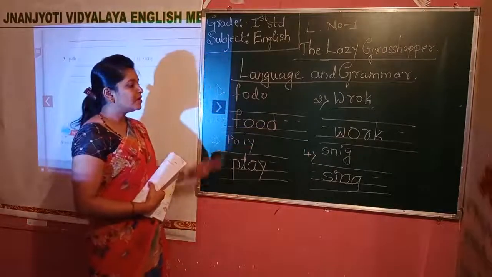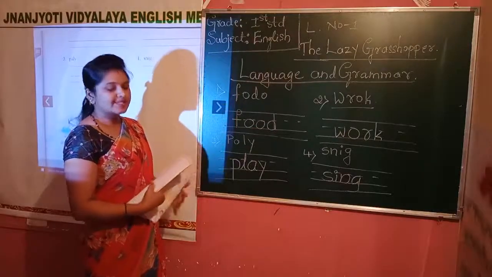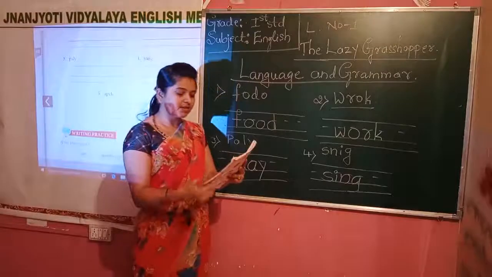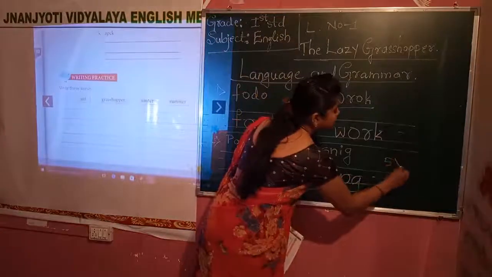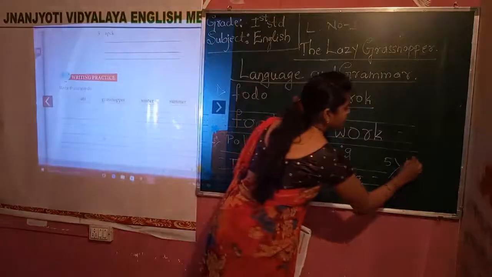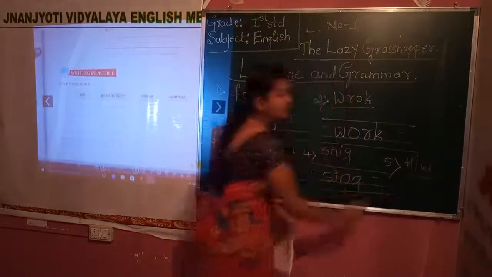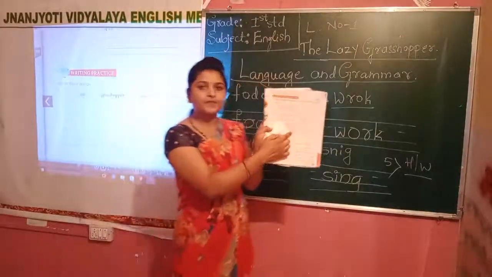Clear? Write neatly like this in your textbook. That is page number 7. Again, there is one more word. The fifth one is there. This is your homework. You have to write the fifth one yourself.